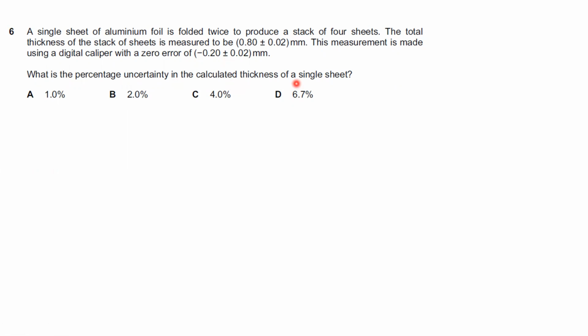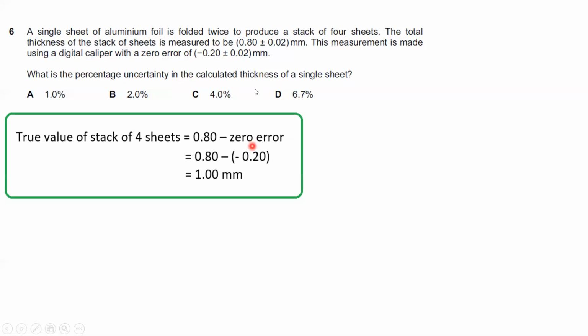So they are taking a thin single sheet of aluminium foil, folding it twice to get a stack of 4 sheets. The thickness measured for the stack of 4 sheets is 0.80 with an uncertainty of 0.02. Also, the digital caliper has a zero error of this value. We need to find the percentage uncertainty in the thickness of a single sheet. So first, we need to find the true value of the stack of sheets.